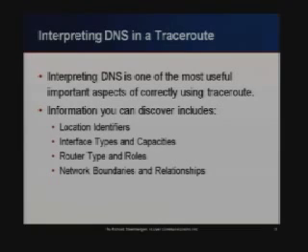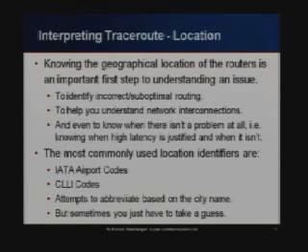And in some cases, you want to know the router type and role. Is this a core router? Is this an edge peering router? Is this a customer aggregation router? Or whatever the case may be. And then a lot of times you want to figure out where the network boundaries are and the relationships. So you want to know when you cross between Global Crossing and Sprint, and you want to maybe figure out that that's a peer versus a transit relationship or something like that.